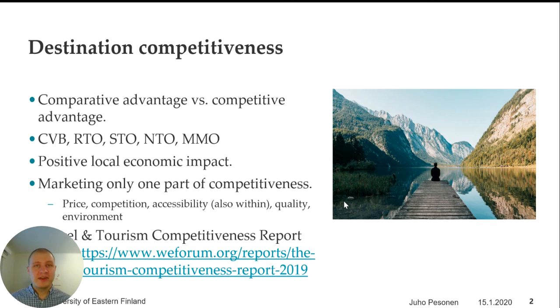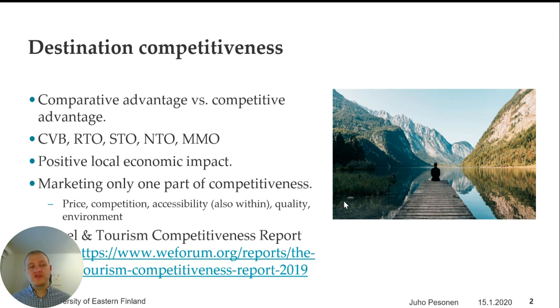The price level of the destination, accessibility, where it is located geographically, also accessibility within the destination, quality of service, the environment, presence of natural wonders, United Nations World Heritage Sites, history, culture. There are a lot of things affecting competitiveness that the tourism industry cannot directly influence. But what the tourism industry can do is take the strengths of the destination and turn them into competitive advantage.